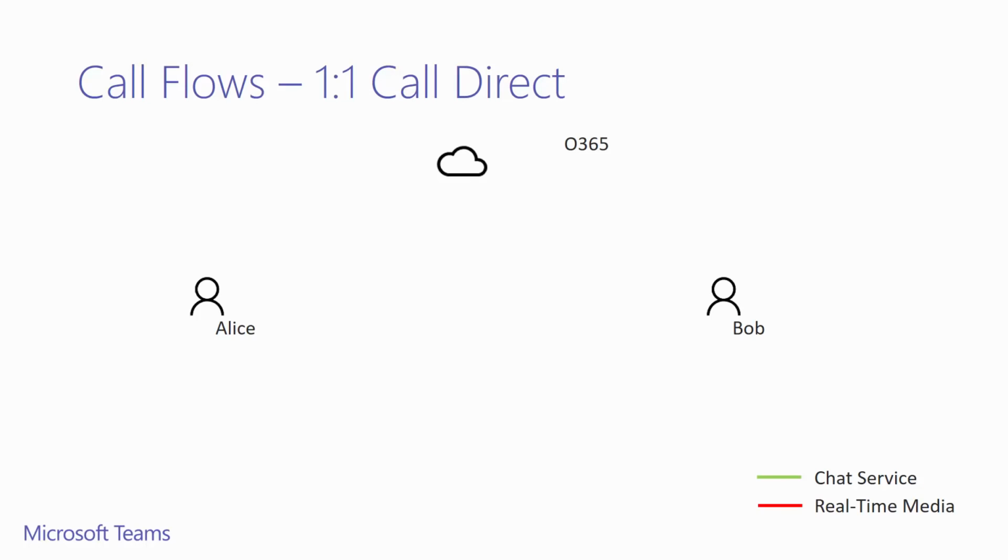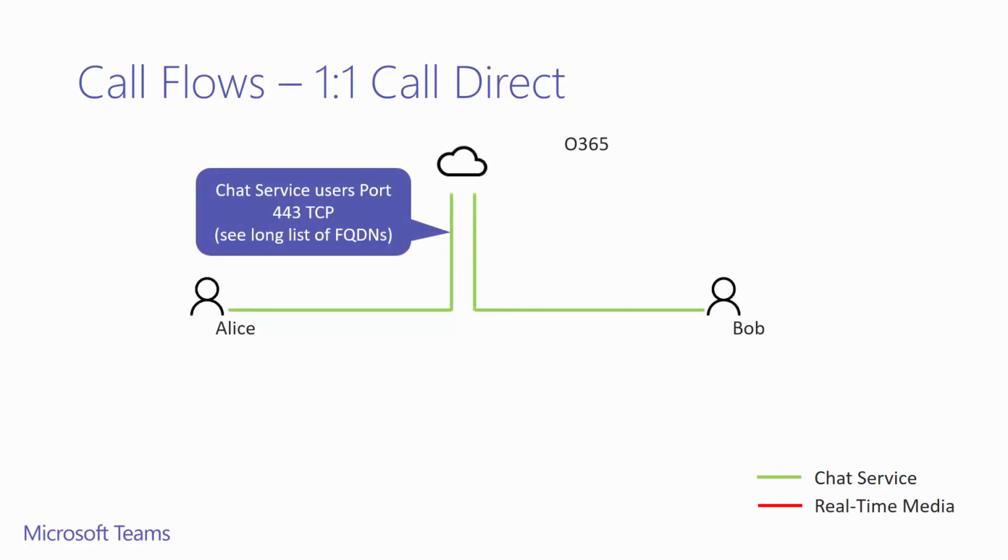Here we have a one-on-one private chat call flow. We have Alice and Bob both signed into their Teams client. You see that the client will always send the chat content via the chat service in Office 365. Since this is text, pictures, and files, we can tolerate some network latency. Here, each client uses port 443 to send the information to the chat service.